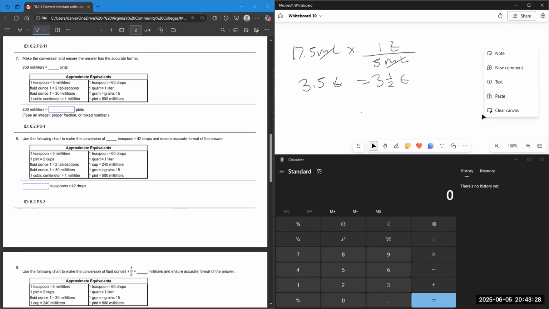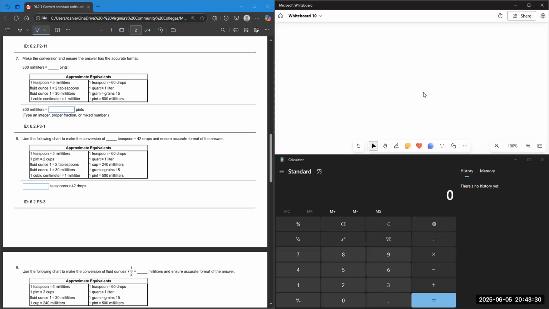Look now at number 7, 800 milliliters to pints. And we have a conversion that says a pint is approximately 500 milliliters. 8/5 pints is 1 3/5 pints.